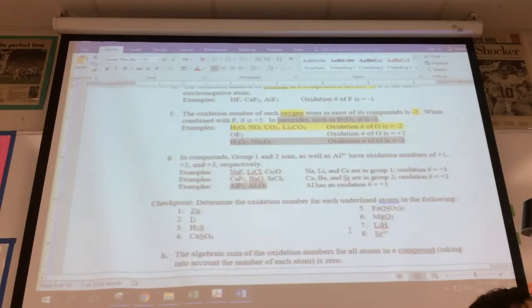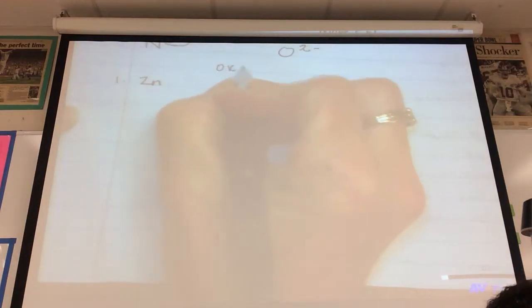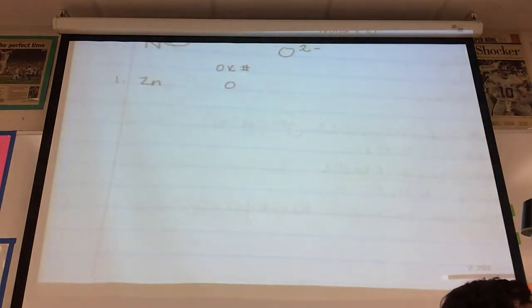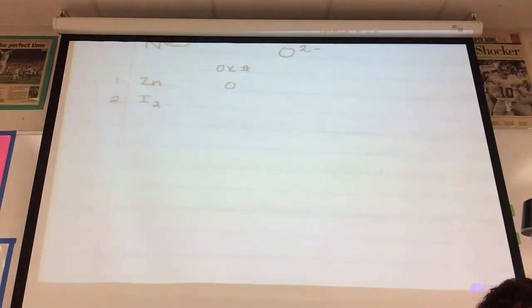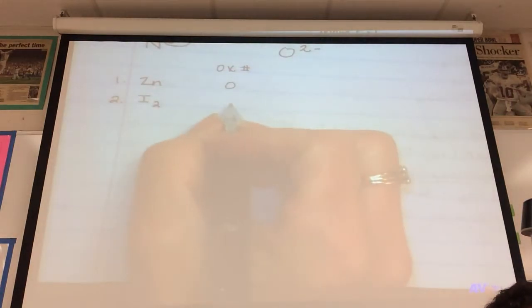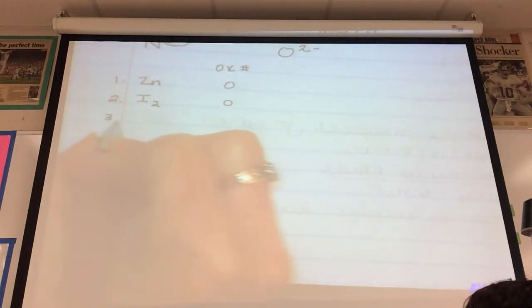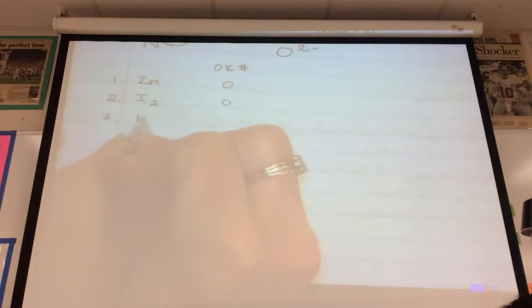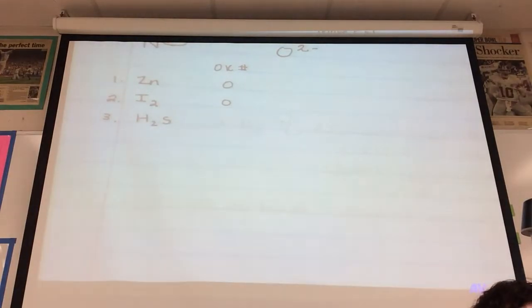So taking these rules, let's work through these together. The first two, we can just do them all on paper. So the first one we have is zinc. Zinc is going to have an oxidation number of 0. Free element. Iodine, diatomic element, will have an oxidation number of 0. The next example is this.